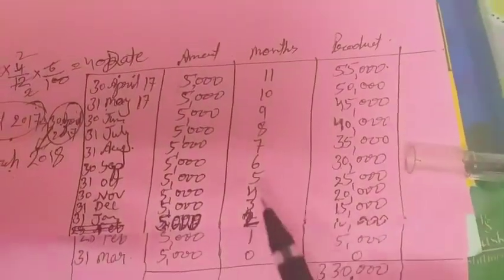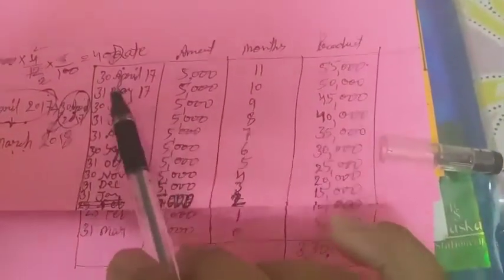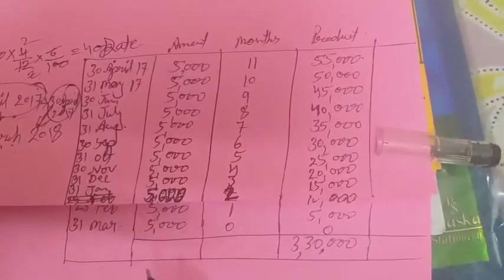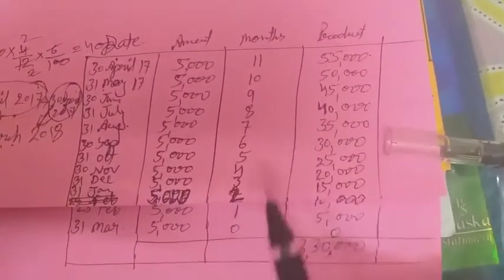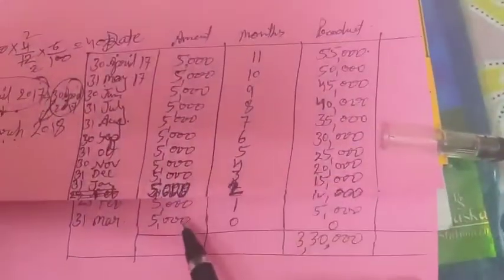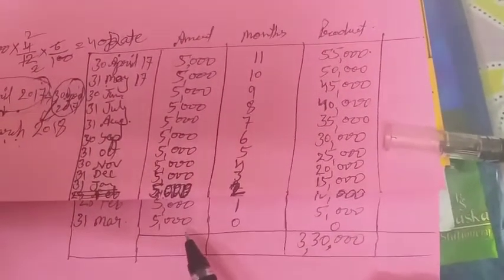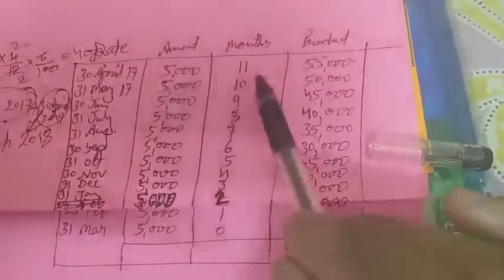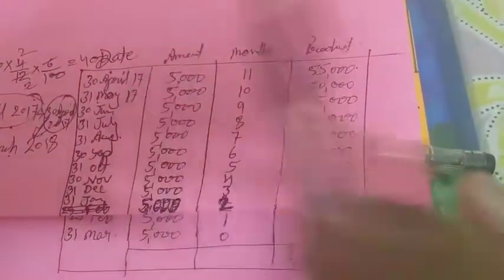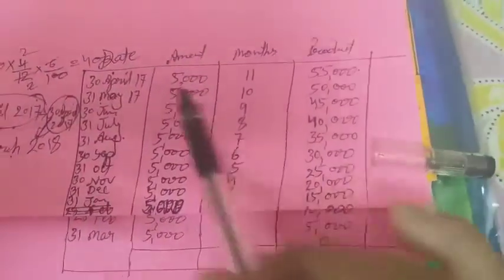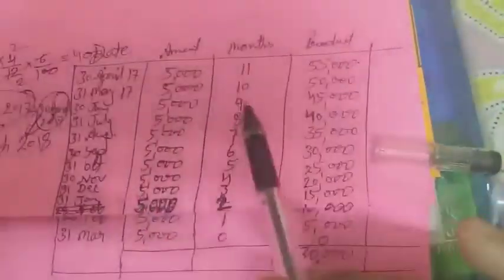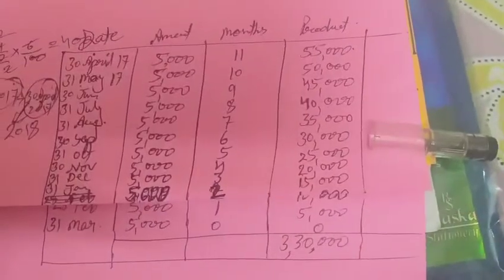This is a complete format, you can see. I have written all the dates on which Rajat has withdrawn the amount, 5,000 in each installment, and according to months I have written. These months are calculated from withdrawal to the last date of the year. From the first withdrawal there will be 11 months, and the second 10. That is why I have written the months.